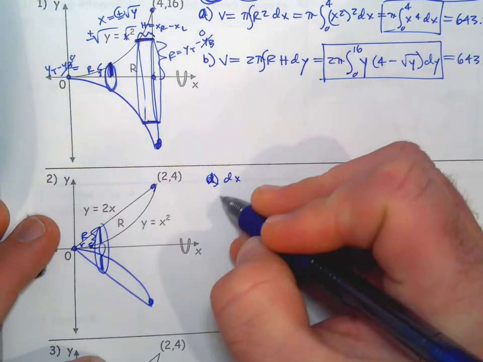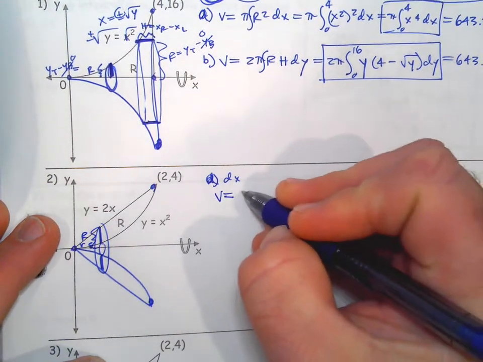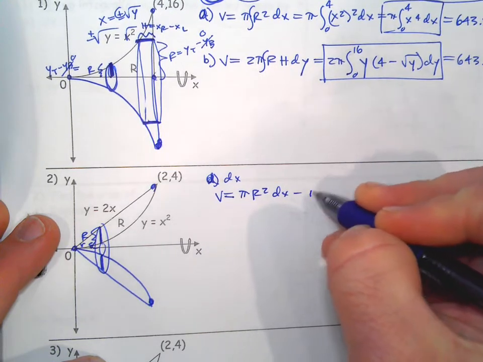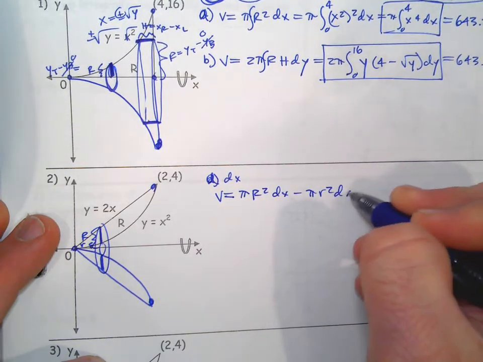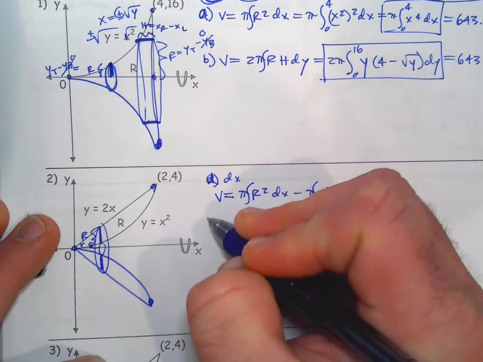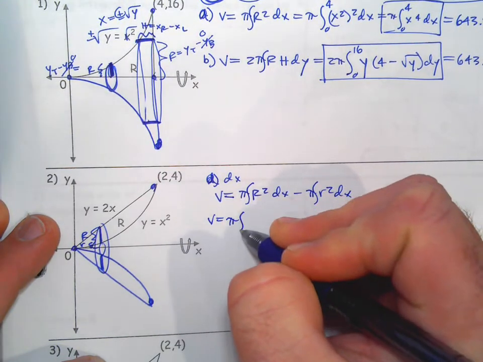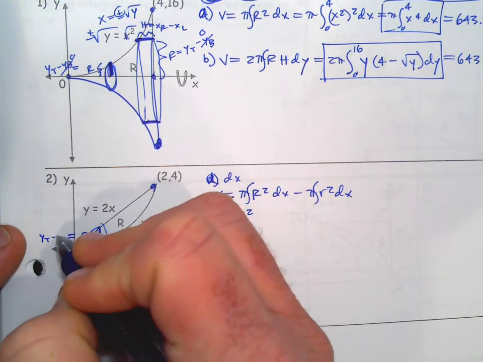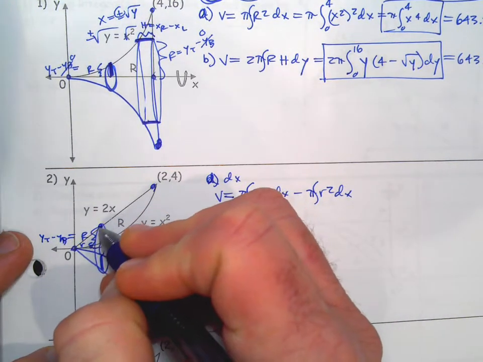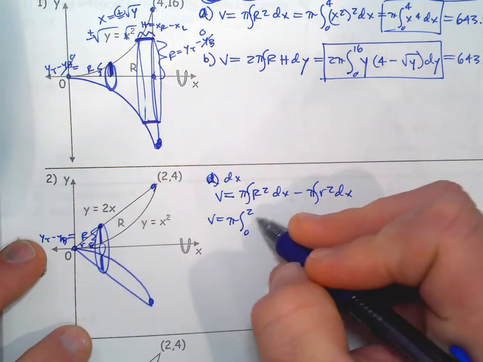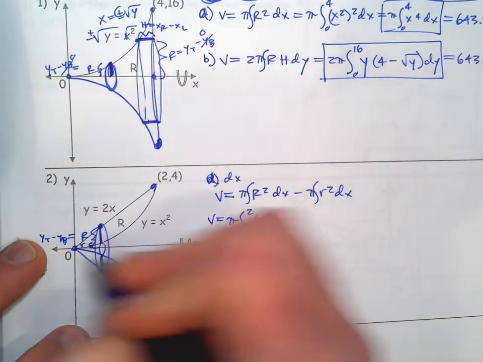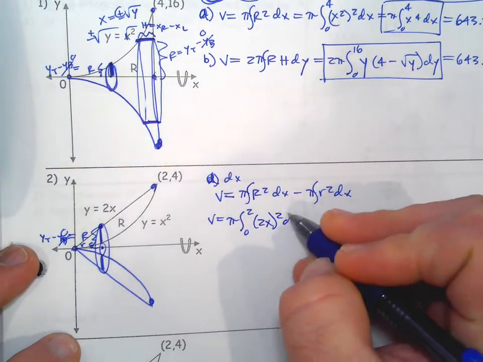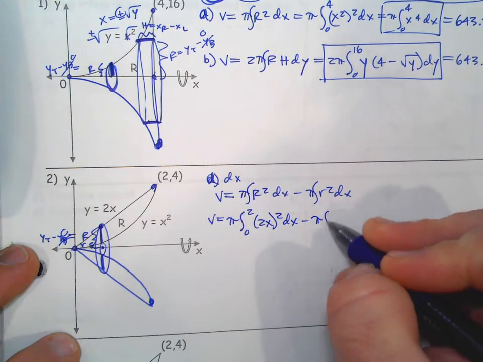So it's going to be, there's a hole in it. So it's going to be pi r squared dx minus pi little r squared dx. And we're going to integrate it. Limits are going to be the x direction, 0 to 2. Both of these are y top minus y bottom, right? So y top is the y coordinate of this, 2x. Y bottom is 0 for both of these. It's right here. And then 0 to 2.